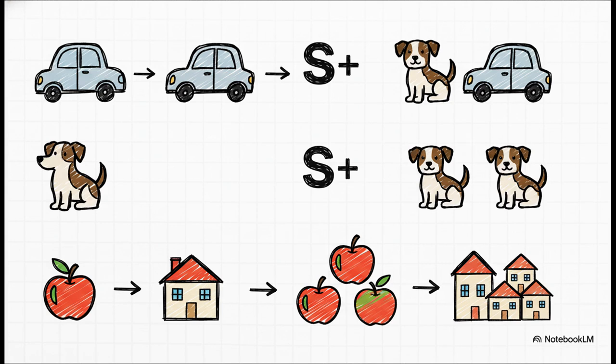One car becomes two cars, one dog, three dogs. An apple turns into five apples. This is your go-to, your default.